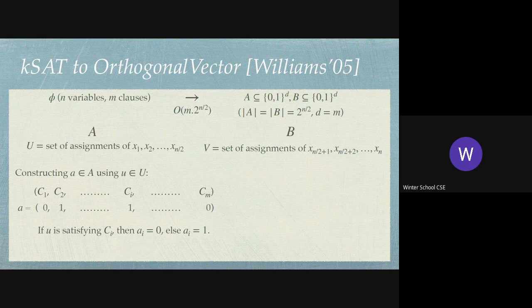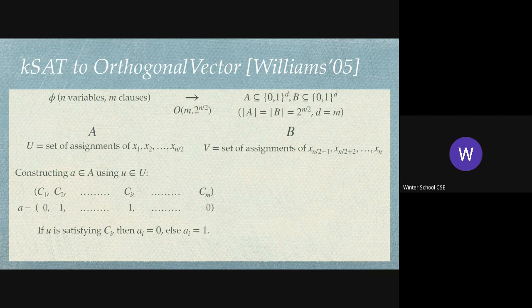Sorry? Yeah, U is just the set of all the 2 to the n by 2 many assignments, so assignments for variables from x1 to x n by 2. If U is satisfying, then Ai is equal to 0. Otherwise, we will put Ai equal to 1.